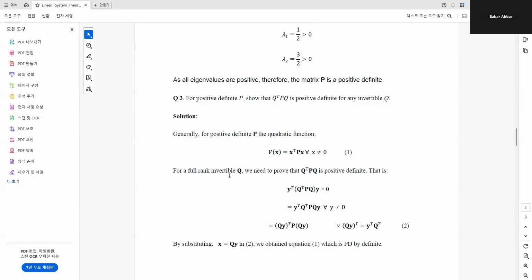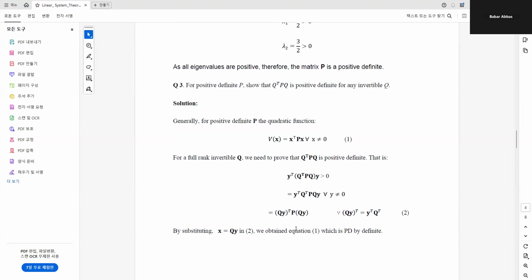So for any full rank invertible Q, we need to prove that Q transpose P Q is positive definite. That is, y transpose Q transpose P Q y is greater than 0 for all y not equal to 0. Just by a little manipulation, that is y transpose Q transpose P Q y, and y transpose Q transpose is equal to (Q y) transpose. This is the matrix identity.